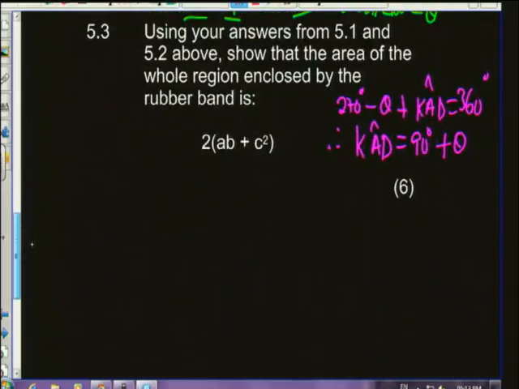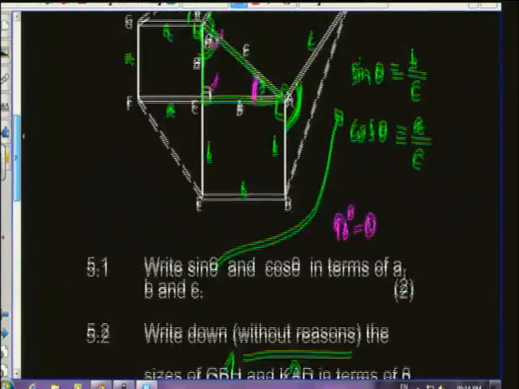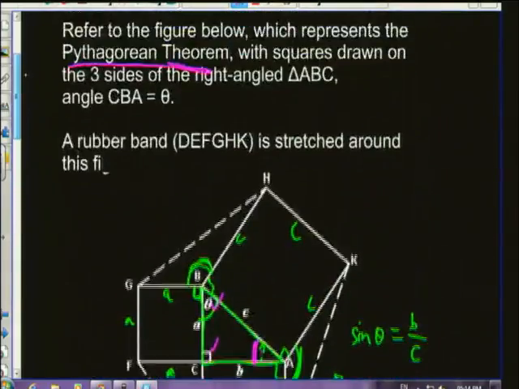Now, the next question, which is your last question, says, using your answers from 5.1 and 5.2 above, show that the area of the whole region enclosed by the rubber band is 2 bracket AB plus C squared. Now, there's quite a lot of working that we need to do here.